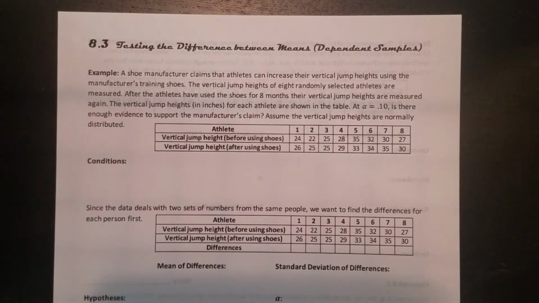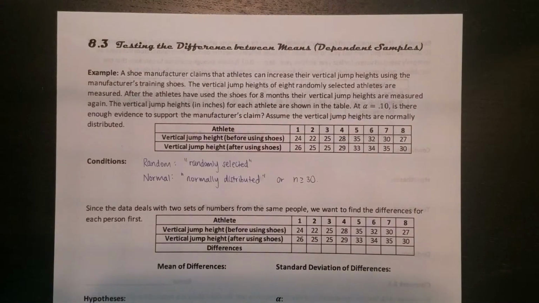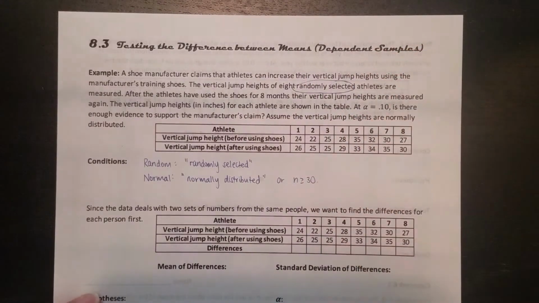So before we start, we want to check our conditions. It's the same 3 that we've been doing for a while now. So we want to make sure we have random samples, and in this problem, they did tell us the athletes were randomly selected. And then we also want to check for a normal distribution.